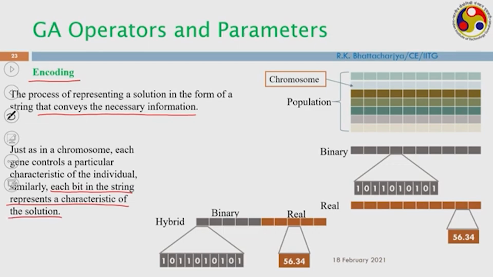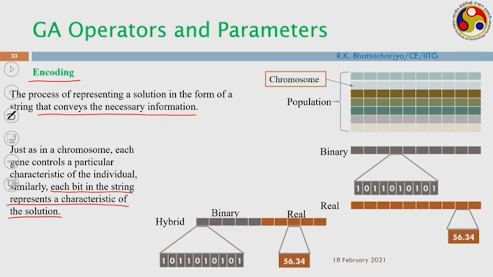So, what we want to do here is use encoding to convert this solution into a string. Just like in a chromosome, where the gene bears the characteristics of that particular solution, here also each bit will carry the information or characteristics of that solution.